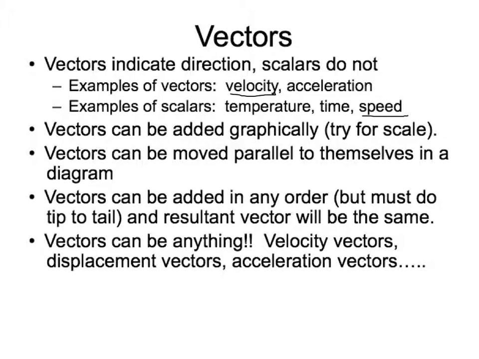Velocity and speed are different because velocity would indicate a direction. So a speed might be 60 miles per hour, but a velocity would be 60 miles per hour south or something like that. Vectors can be added graphically.